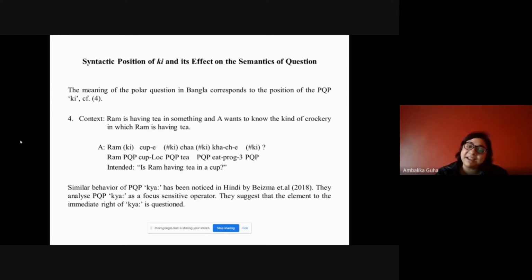Now, this similar behavior of Hindi polar kya has already been noticed by Bhatt and colleagues, 2018, where they propose that kya acts as a focus-sensitive operator, and it questions the elements which occur immediately to its right and nothing to its left. But later they also showed that the elements to the left of the PQP can also be questioned if they bear phonetic stress. So the same thing can happen in Bangla.